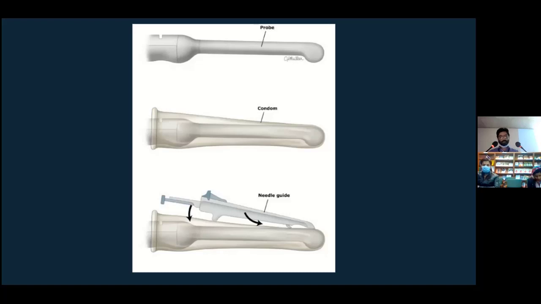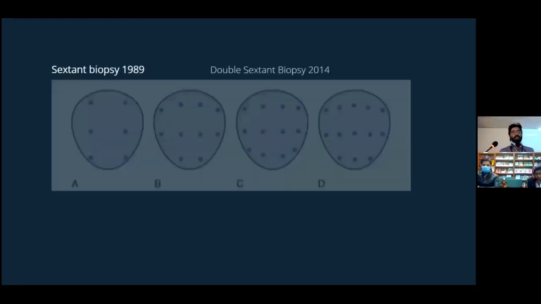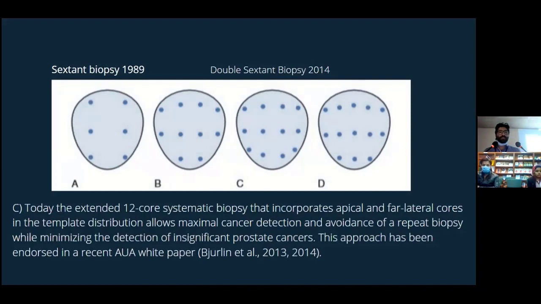So here are different techniques which are used for the biopsy. The sextant biopsy technique first came in 1989. They used to take 6 samples.